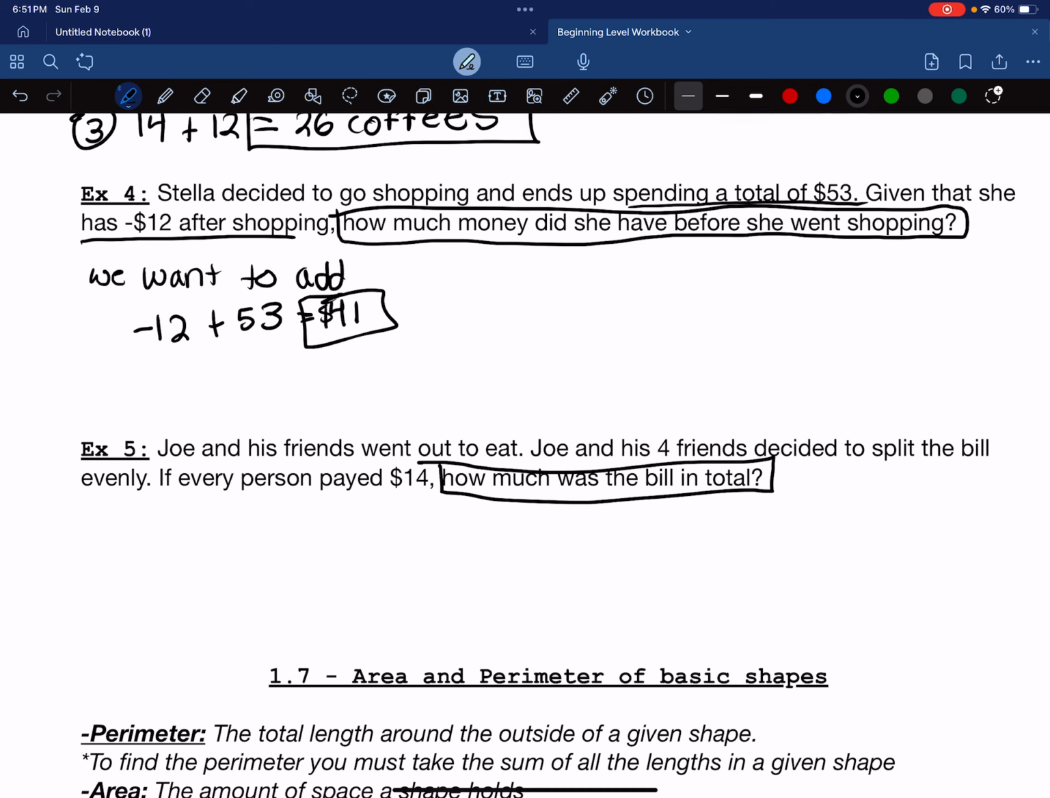We know Joe and his 4 friends split the bill evenly. And every person paid $14. So we have Joe and his 4 friends that went out. So that's important. And that they split the bill evenly. So with that in mind, do you think we're going to add, subtract, multiply, or divide? And in this case, we are going to use multiplication.